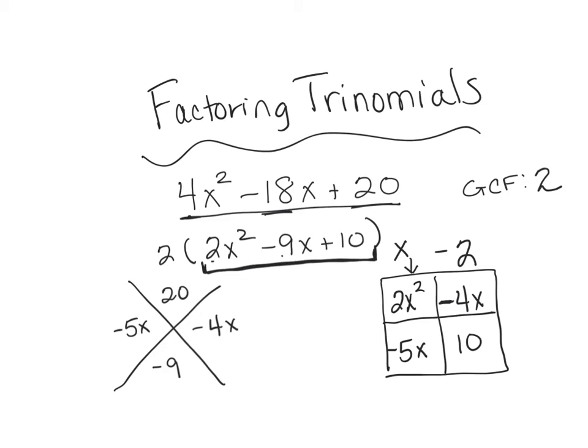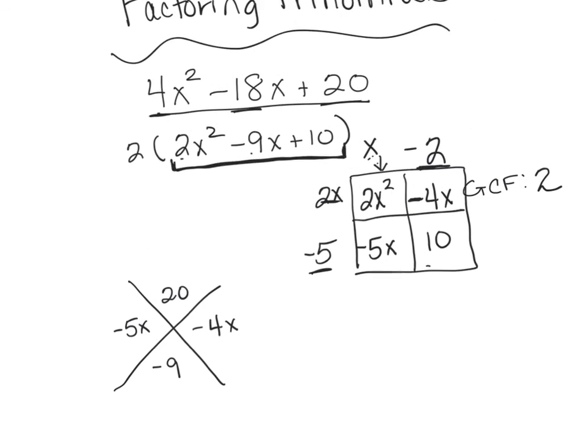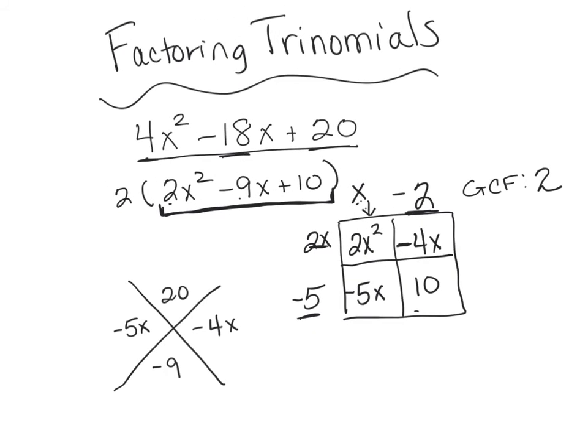And then I kind of like to switch backwards, and I need to go x times what is 2x squared, and that's 2x. And x times what is negative 5x? Negative 5. And then I can just check negative 2 times negative 5 is 10. So my complete factoring, and this is what they're looking for in their answer, I factored out a 2, so that's got to stay out in front. And then I've got 2x minus 5 and x minus 2.